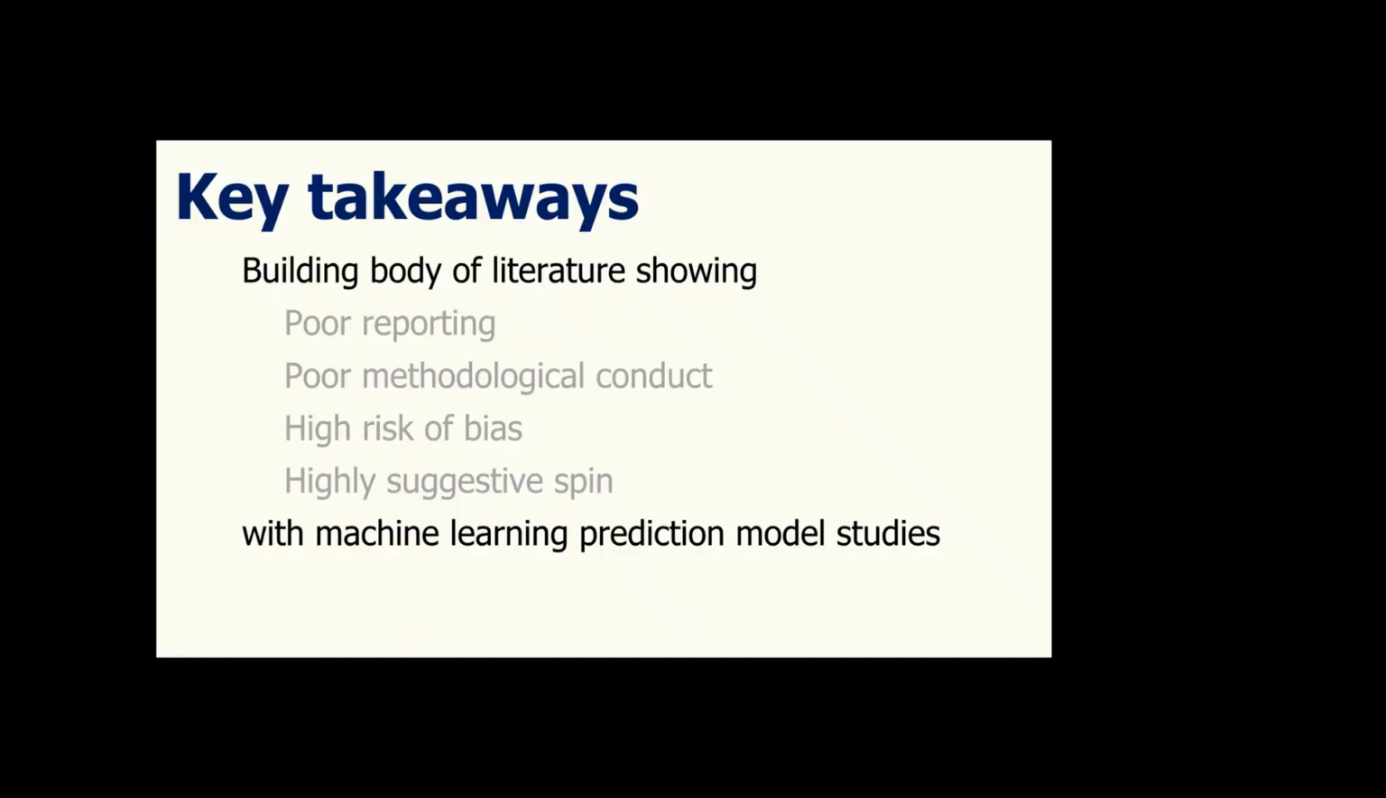So just some key takeaways from a lot of the work that had gone on behind this talk today. Generally, there's a building body of literature that's showing poor reporting, poor methodological conduct, high risk of bias, and highly suggestive spin within machine learning prediction models. And I like to emphasize that it's not just typical machine learning. We found this evidence in other areas as well. But there are some differences in terms of where that high risk of bias is occurring within the machine learning compared to what we would find with the regression-based models.